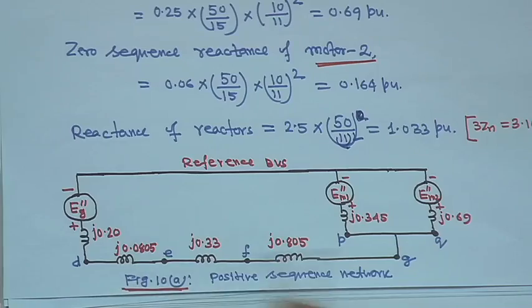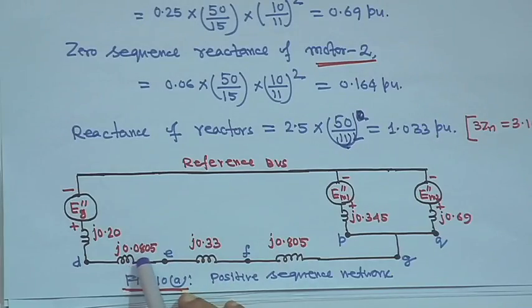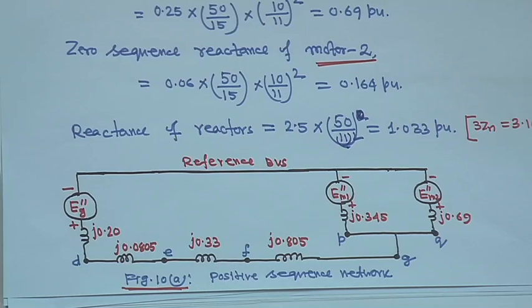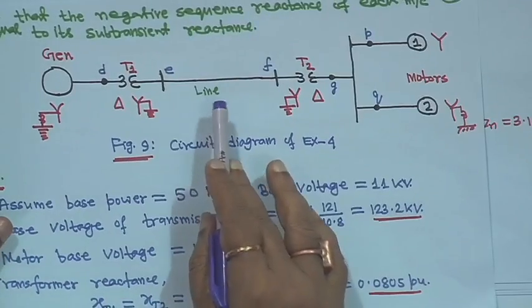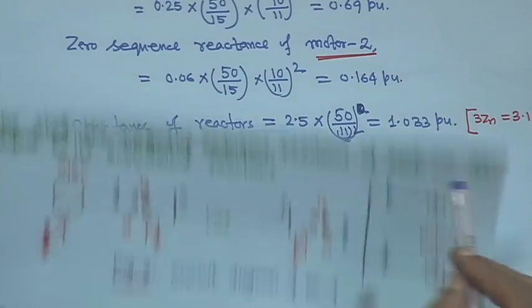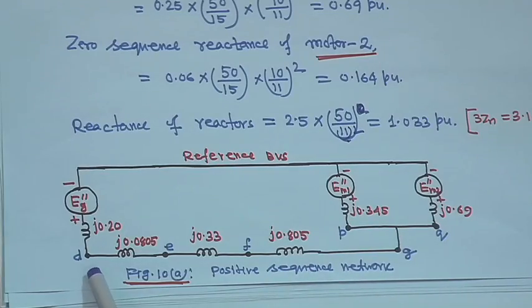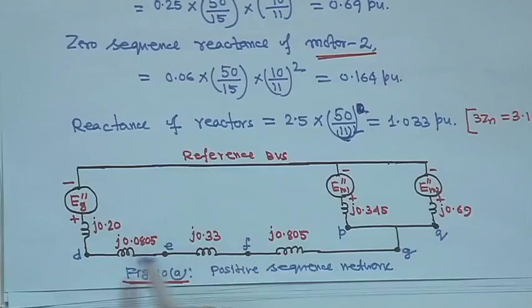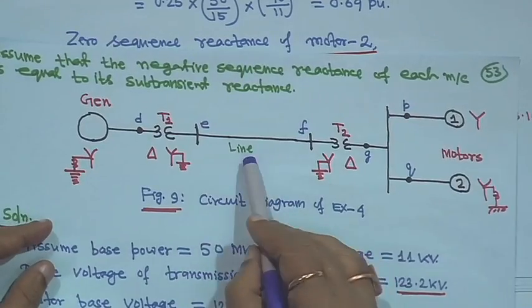Now, this one is for the transformer positive sequence, this impedance for the transformer. So J 0.0805, it remains the same for negative also. Then this J 0.33 is for the transmission line, that means this is the line. Next is transformer 2, T2 will come. So this is your transformer, and everywhere I am marking D to E transformer, you will not make any mistake, then D to E transformer, then E to F the transmission line.